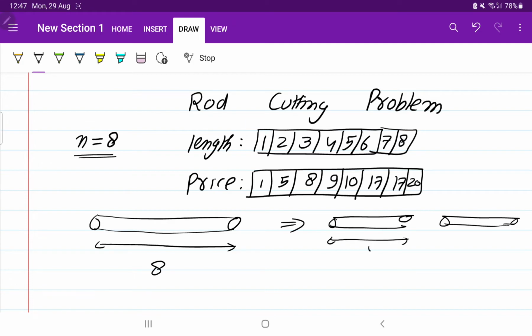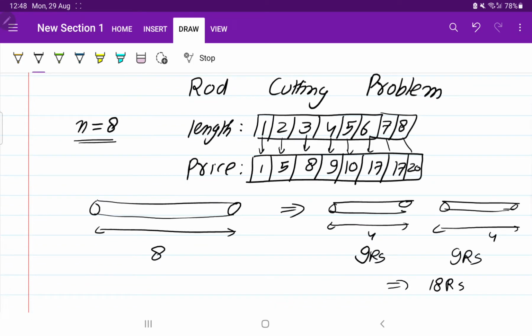For example, if we cut in lengths of 4 meters and 4 meters, this is the price for 1, this is for 2, this is for 3, this is for 4, 5, 6, 7, 8. So for 4 the price will be 9. Here we are going to get 9 rupees, here also 9 rupees. So in total we get 18 rupees.